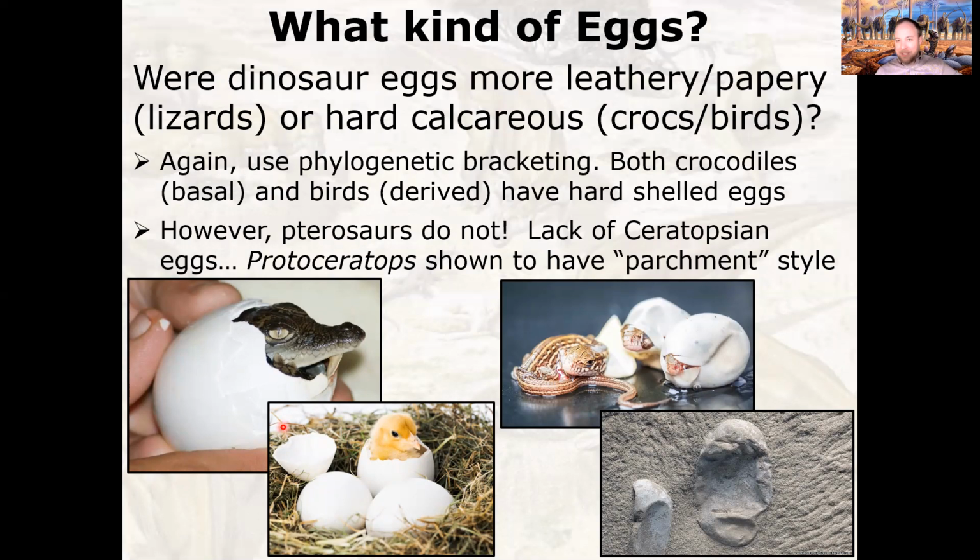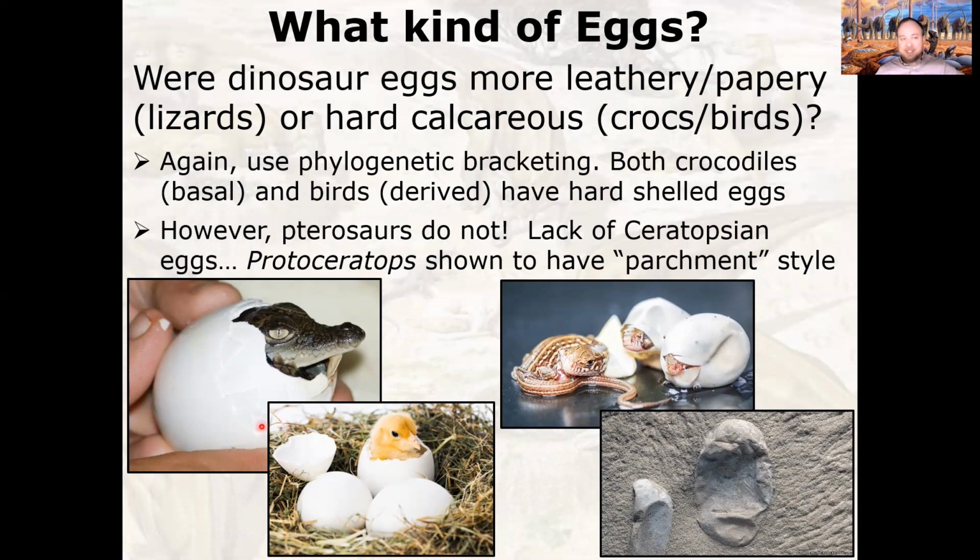If you've ever made scrambled eggs or any kind of eggs, if you're making an omelet, you have to crack eggs. You know that eggshells are hard, and that's what we think about when we think of bird eggs. And it's also true of crocodile eggs. So if we're using phylogenetic bracketing, the earlier, more basal crocodiles have hard calcareous eggs. The more derived, quote unquote, advanced birds have calcareous hard eggs. Dinosaurs are in between, so they must have hard calcareous eggshells as well. And for the most part, that's what we see.